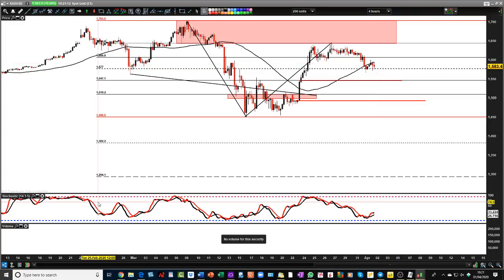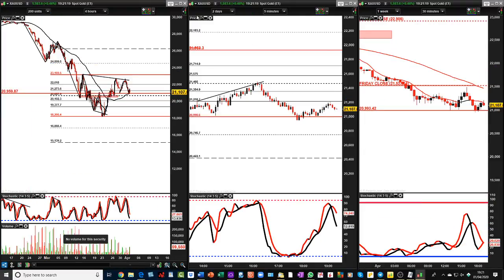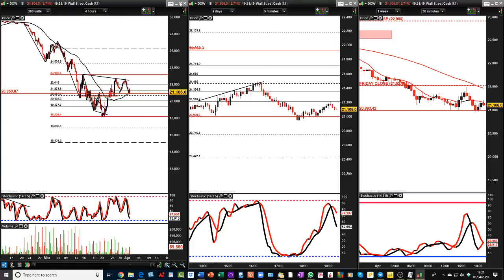Okay. Let's go back to the Dow one second, because what I didn't do is look at the daily chart, which is something I should have done. So this is how I've got my daily chart marked up. Let me expand this.